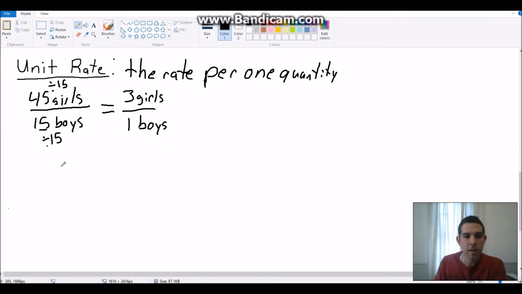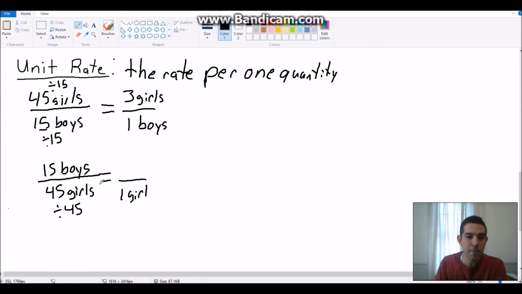Pretty simple so far. I could do this the other way around too, and I could say, what about the unit rate for boys compared to girls? However, we're going to get something less than 1, won't we? What's 45 divided by 45? Well, there's the 1 girl that I want to make my unit rate. But then 15 divided by 45 actually gives us 0.3. So there's actually only a third of a boy per 1 girl. And that makes sense because there's less boys than girls. Alright, so there's unit rate.